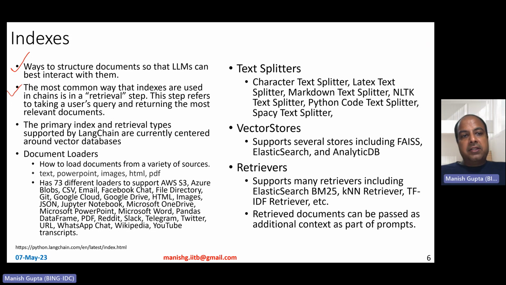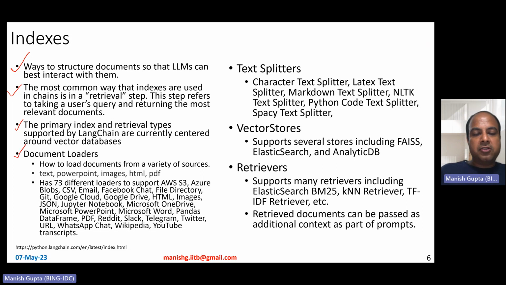The retrieval step refers to taking a user's query and returning the most relevant documents. It could refer to the most relevant paragraphs or sentences and so on, depending on whatever you index. The primary index and retrieval types supported by LangChain are currently centered around vector databases, which basically means that the indexes in LangChain essentially take the documents and index them as embedding vectors. Okay. So therefore, there are several things which have to be supported now in LangChain.